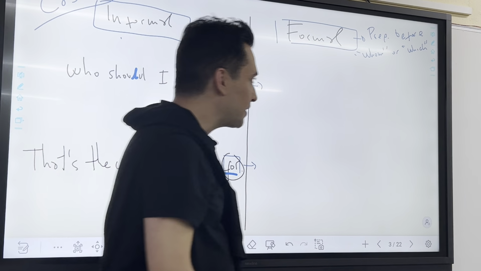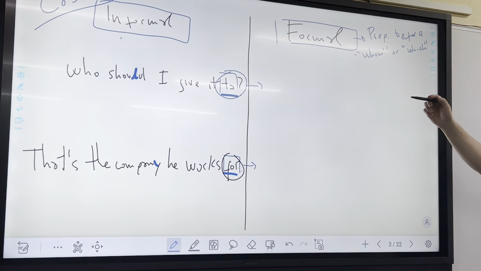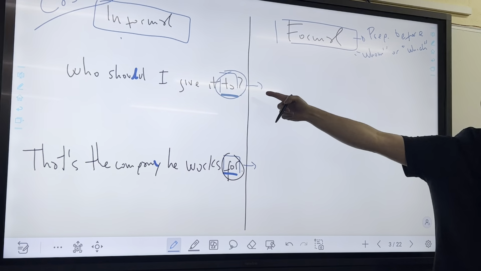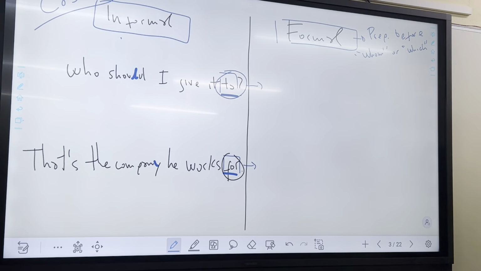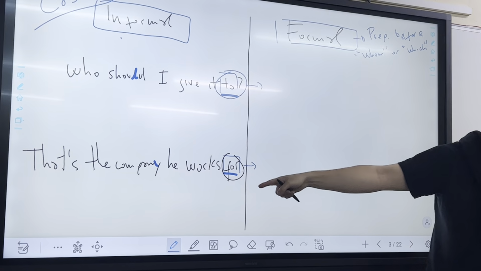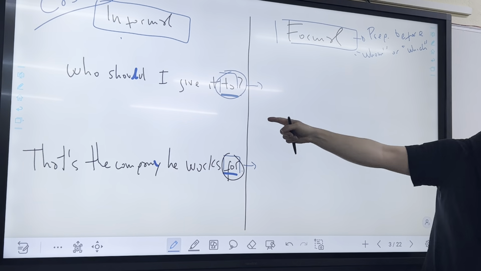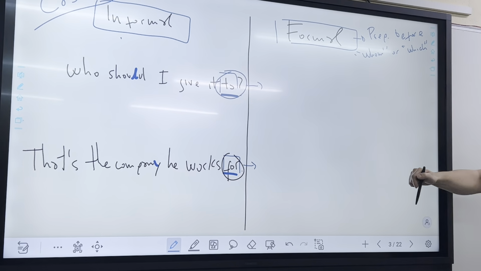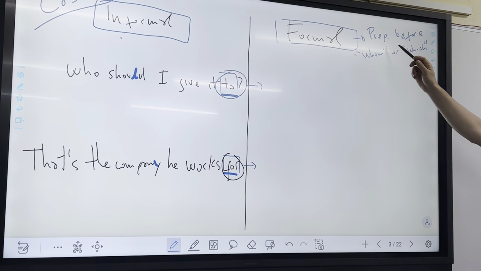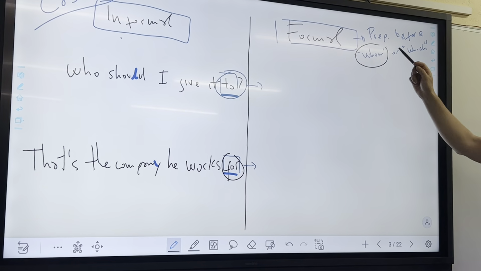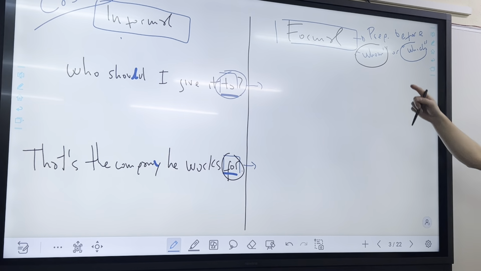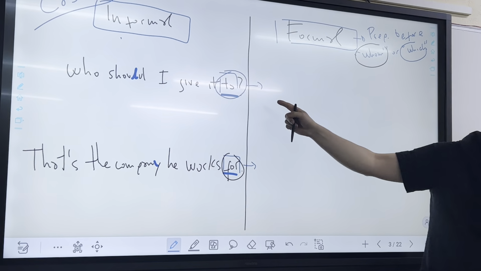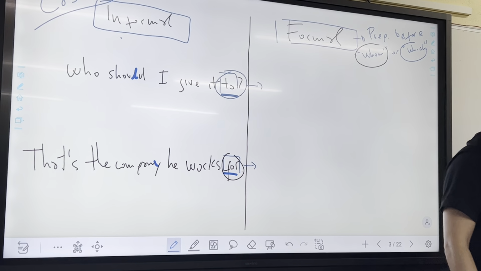Casual English. But if you want to make it more formal, how can you transform this question into something more formal? These are the same sentences as before. How can you make it more formal? You make it more formal using whom and which after the preposition. So, who can give it a try? Who should I give it to? Make it more formal, Alvaro.